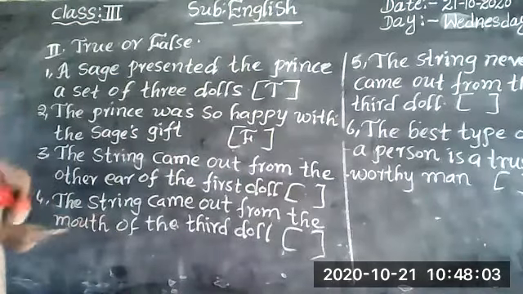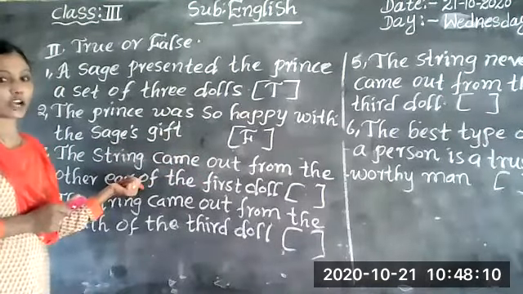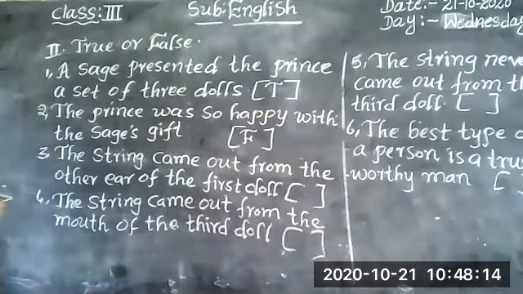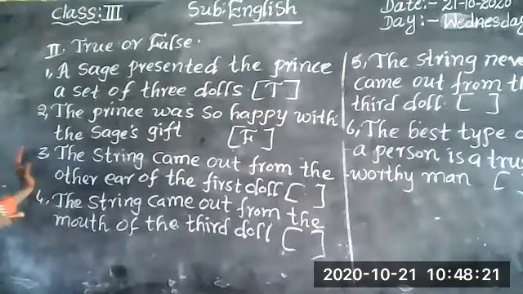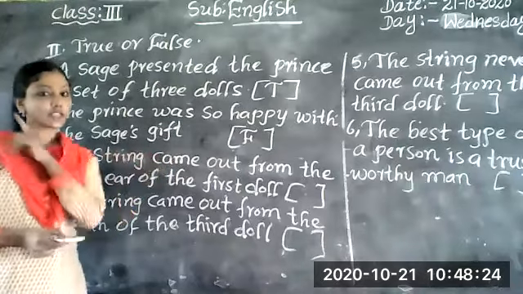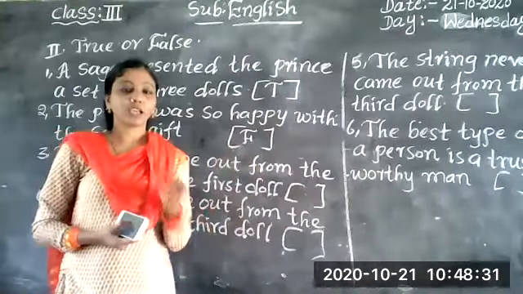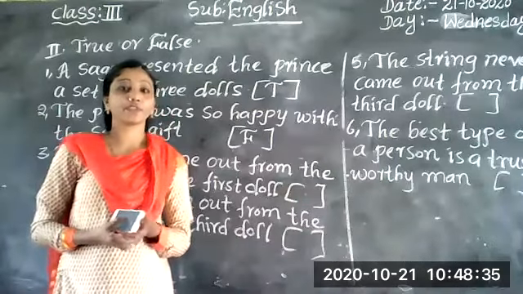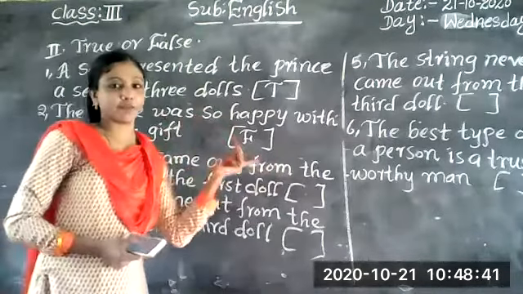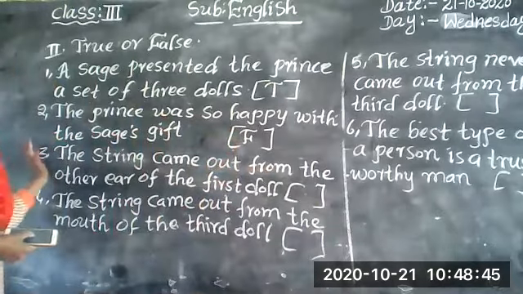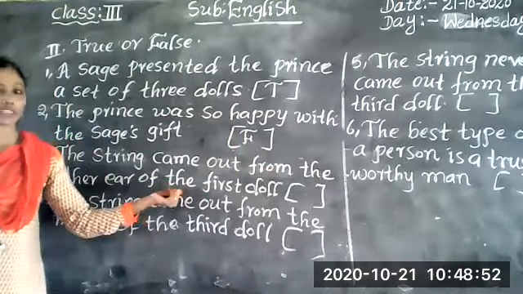Now we go to the third blank. The string came out from the other ear of the first dog. When the prince put one of the strings in the first dog's ear, where did the thread come out, the mouth or the ear, or did it never come? Do you remember the story? For the first dog, the string came out from the other ear, and the statement also says that. So the given statement is true.